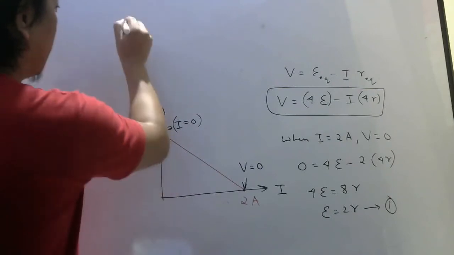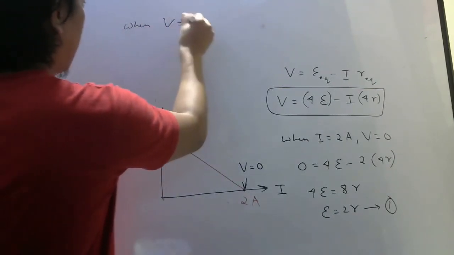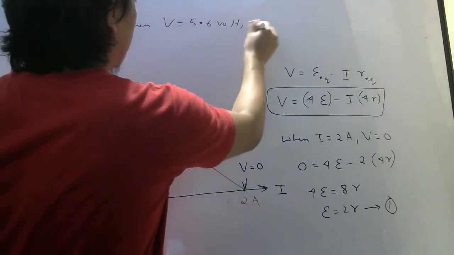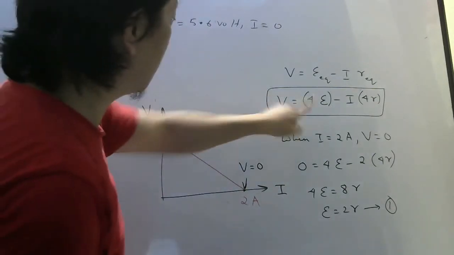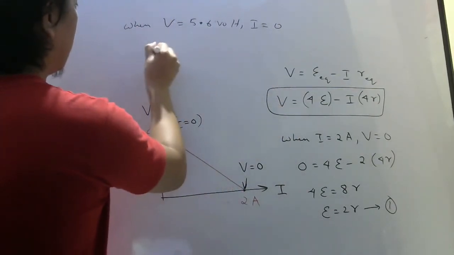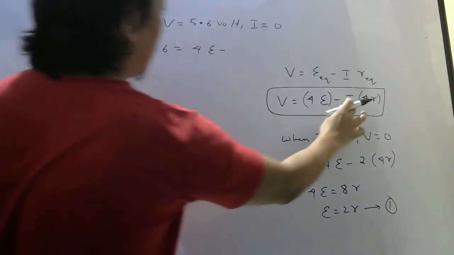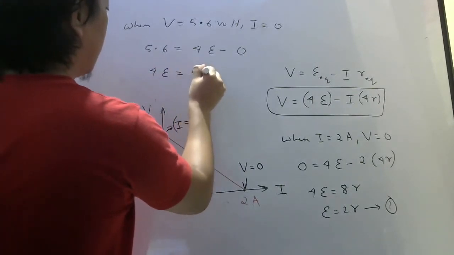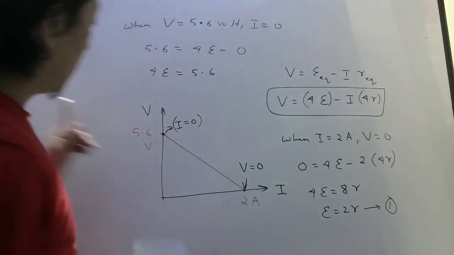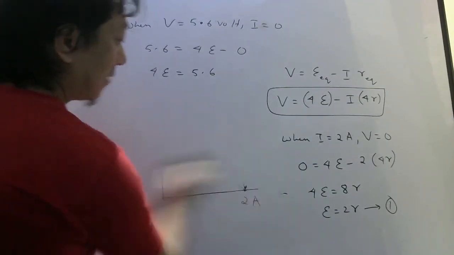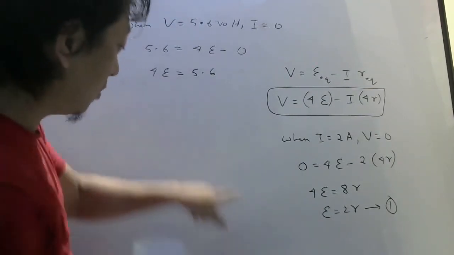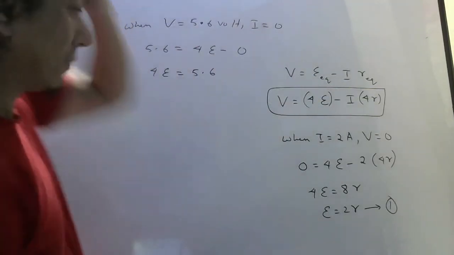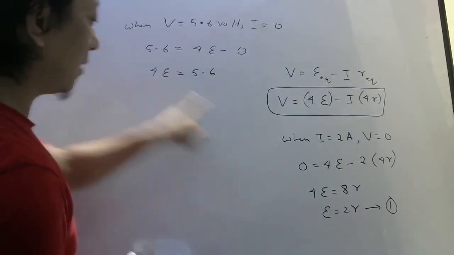So for this point, I can write when voltage is 5.6 volt, current is 0. So put this condition here. What will you get? When V is 5.6, 4E, current is 0 means this term will be 0. That means 4E will be 5.6, right? So the job of this graph is done. From the graph, basically we have to just concentrate on those 2 points and use the condition for those 2 points in this equation. So from here we can find E and put it here.